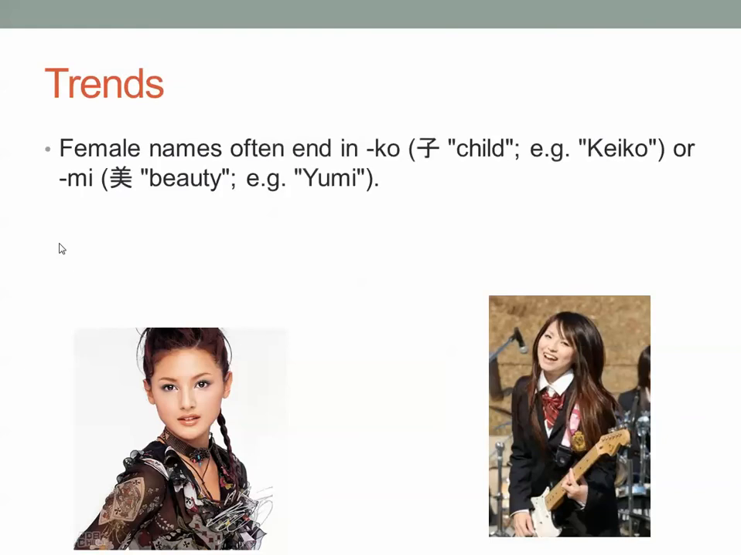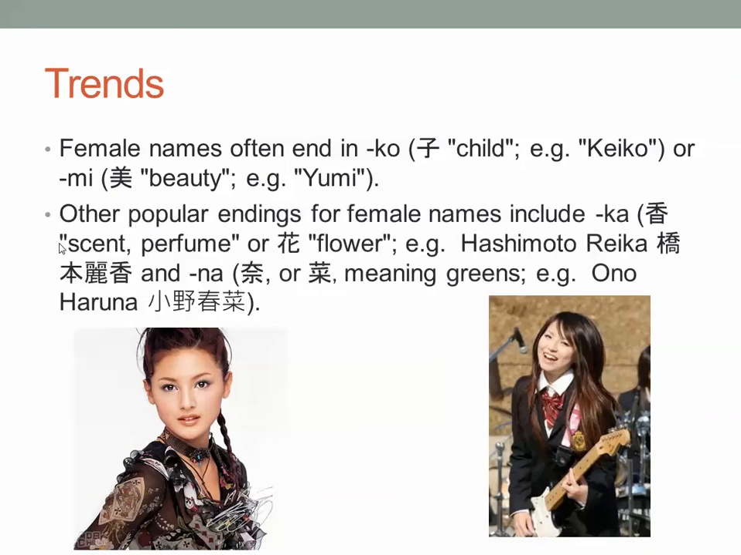Female names often end in ko, child, like Keiko, or mi, beauty, like Yumi. Other popular endings for female names include ka, which can be written with a couple different characters, as in Hashimoto Reika on the left, or na, meaning greens, like Ono Haruna on the right.